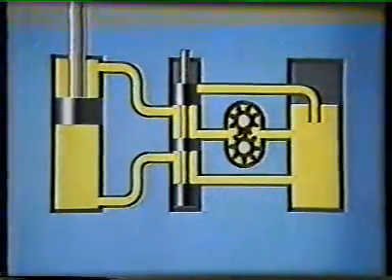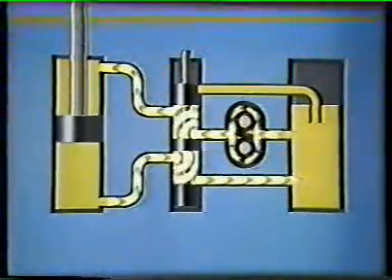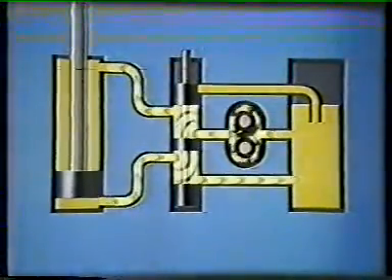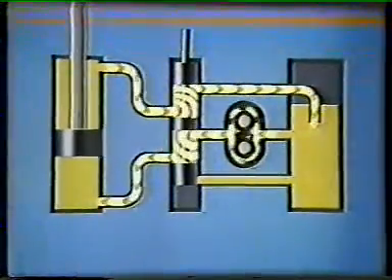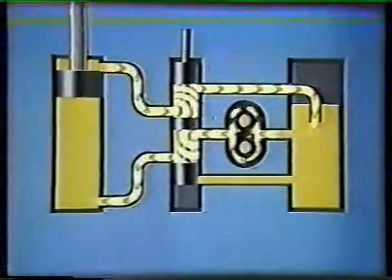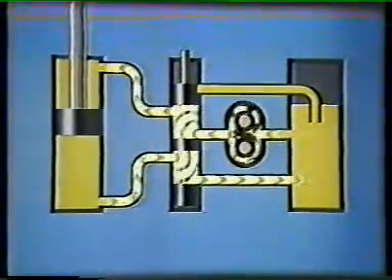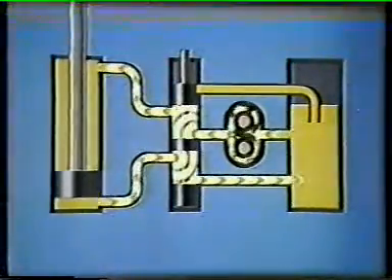The control valve allows the pressure provided by the pump to be directed to either side of the piston, depending on which direction the work is required, and enables the fluid from the exhaust side of the cylinder to return to the reservoir.